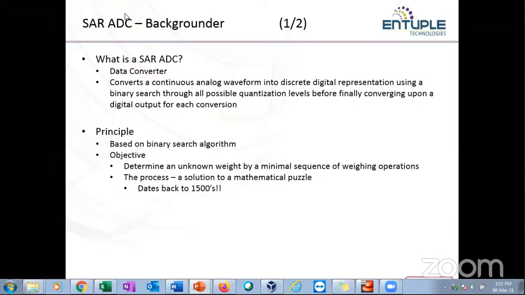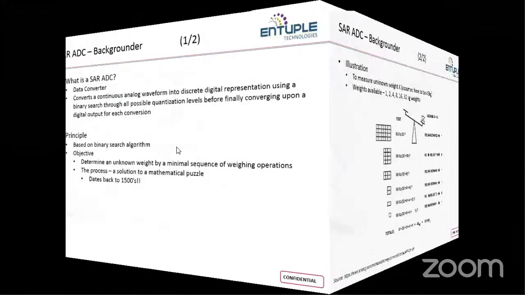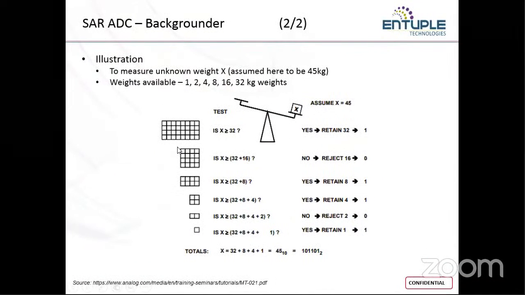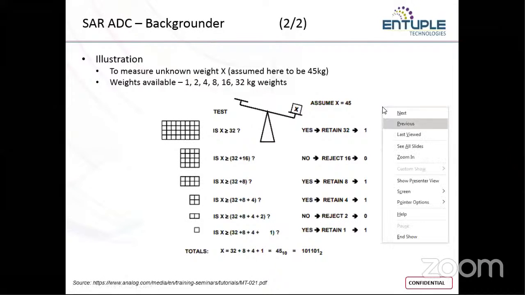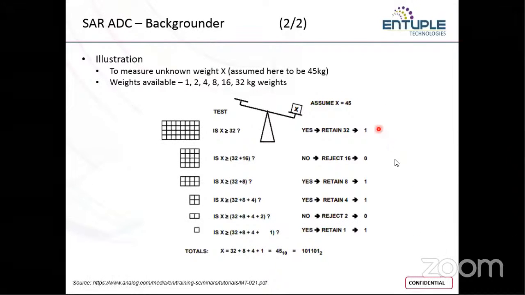That is what we are given in the slide, and this is the example. Here we have an unknown weight X. In order to identify the value of this unknown weight, we will keep on including known weights. The known weights available to us are 1, 2, 4, 8, 16, and 32 kg. We will first include a 32 kg weight.